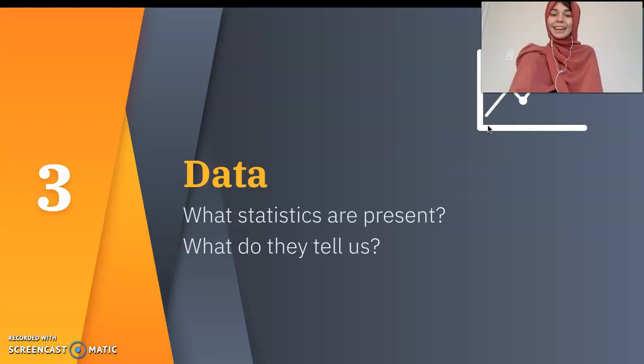Okay, when we think about data, we can think about what statistics are present. What do they tell us? Data is very, very important. A lot of great scientists have done research on this already. What did they find out?